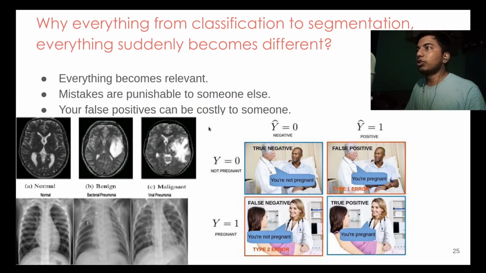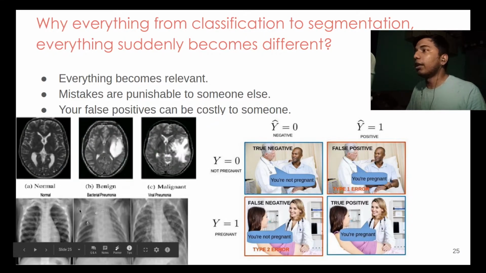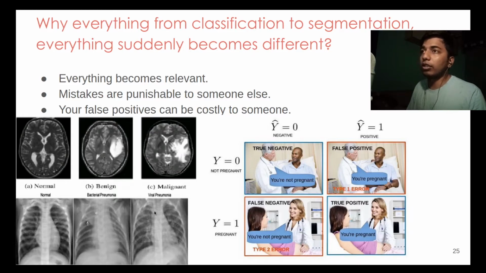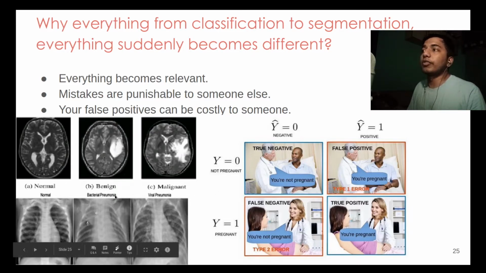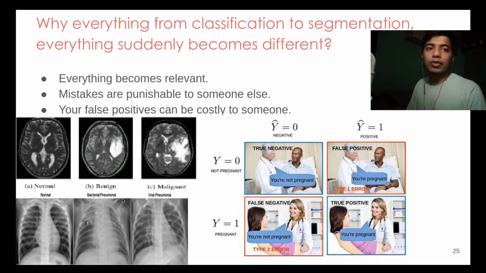As we have shown a classification example over here, we are showing an example of a normal brain with some benign tumor, and a brain with malignant tumor. And similarly, a chest X-ray which is normal, bacterial pneumonia, and viral pneumonia. Again, these have different medications, so your accuracy kind of becomes very important. So that's why false positives and false negatives could be really costly to someone's life.